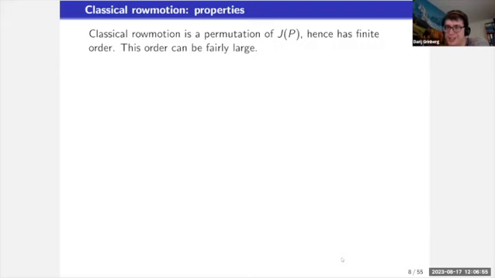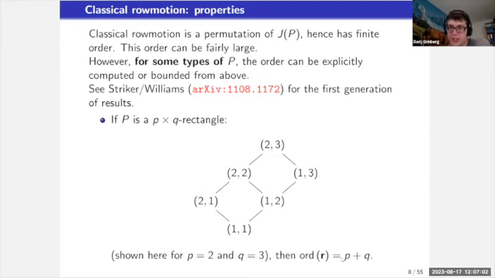Think of size of the order as like the size of P factorial. So no surprises there. What's interesting is that for some kinds of poset P, it has a much smaller order than you would expect. Some small power of it is already the identity map. And the best example for this is probably the P by Q rectangle. This is what it looks like. It is a product of a P chain by a Q chain, and this is the case P equals 2 and Q equals 3.